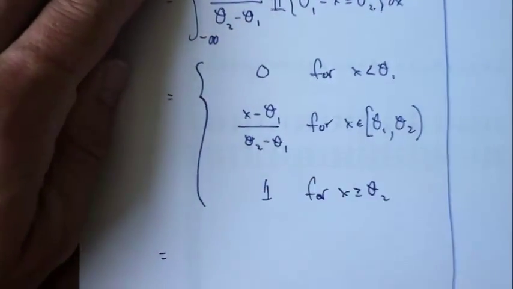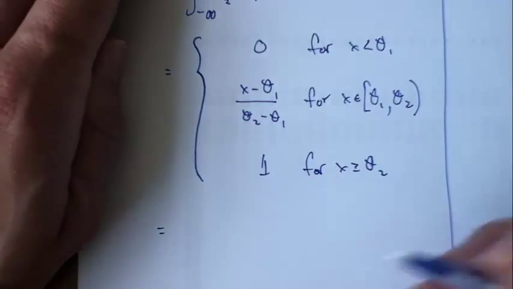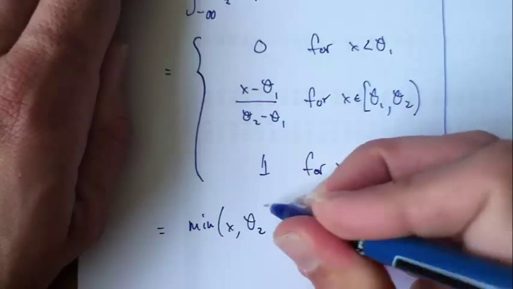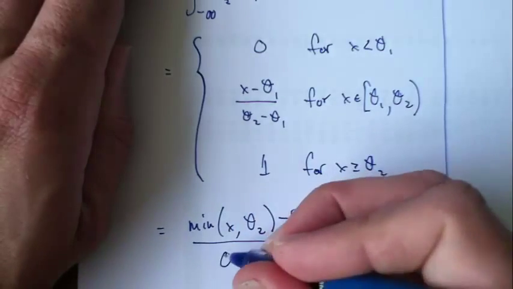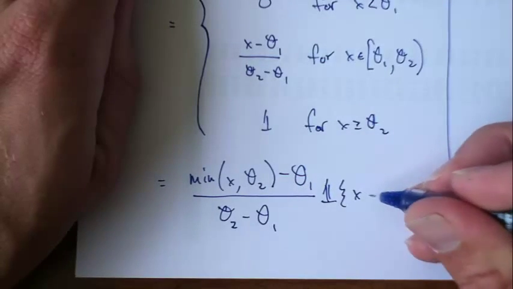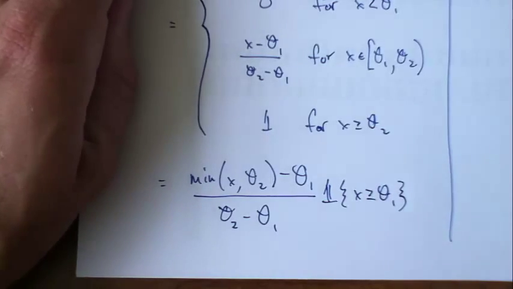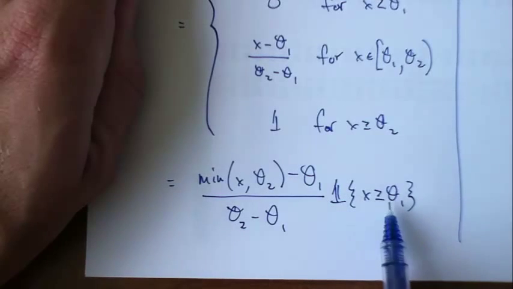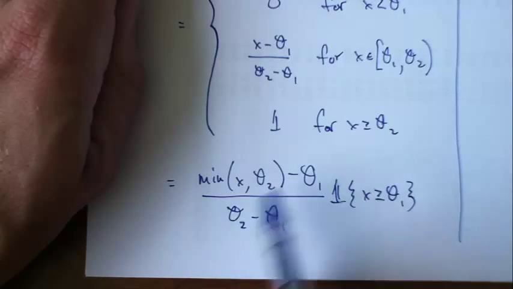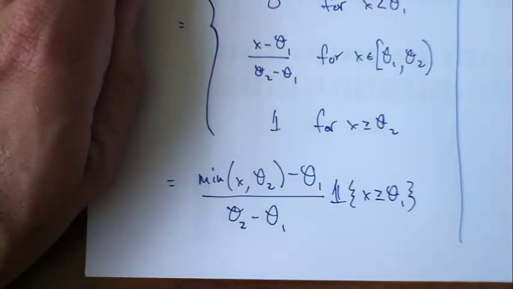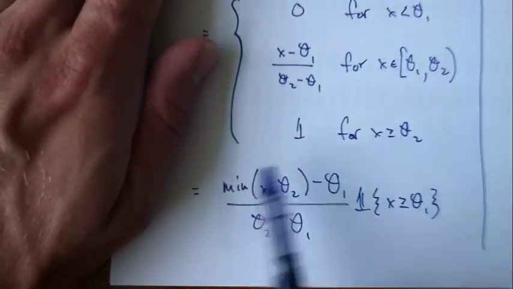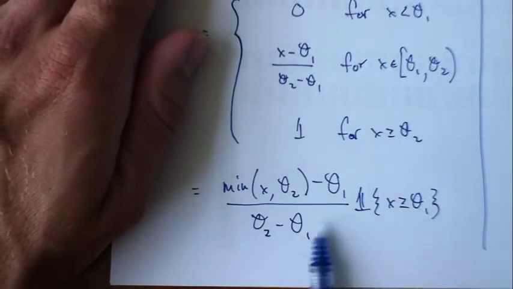A more succinct way, but maybe not quite as easy to read, you could also write it like this. It's the minimum of x and theta 2, minus theta 1, all over theta 2 minus theta 1, times the indicator function of x being at least theta 1. Okay, so sometimes these indicator functions are really useful for helping us see things more clearly. Sometimes, if you write it more compactly like this, though, you sacrifice being able to see what's going on very easily. I think the way it's written here is easier to visualize, but this is certainly more compact. Do try to understand that this is equivalent to this.